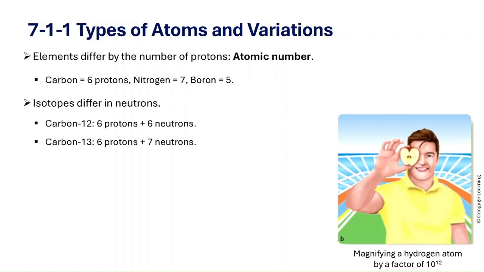Next, atoms of the same element can have different numbers of neutrons. Carbon 12 has 6 neutrons, while carbon 13 has 7 neutrons. But both are carbon. One is just a little heavier. So neutrons change mass, not the charge. These atoms with the same proton count but different neutron counts are called isotopes.